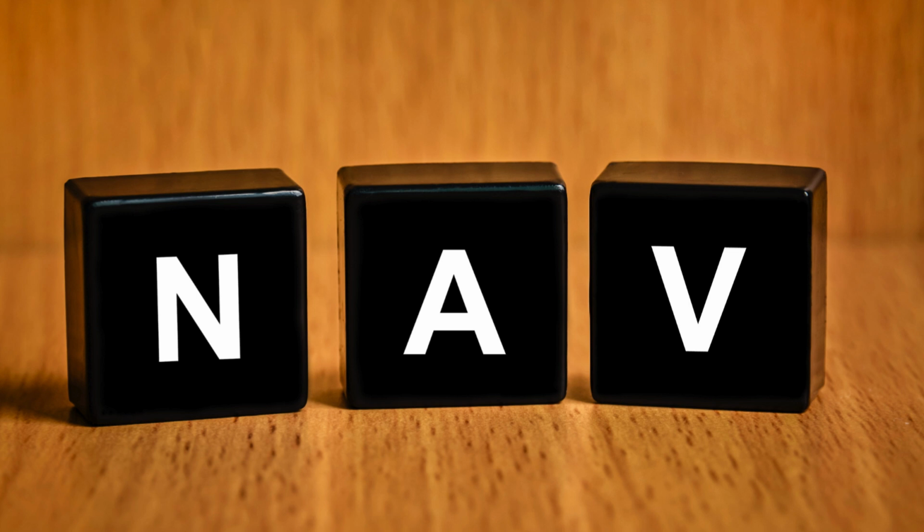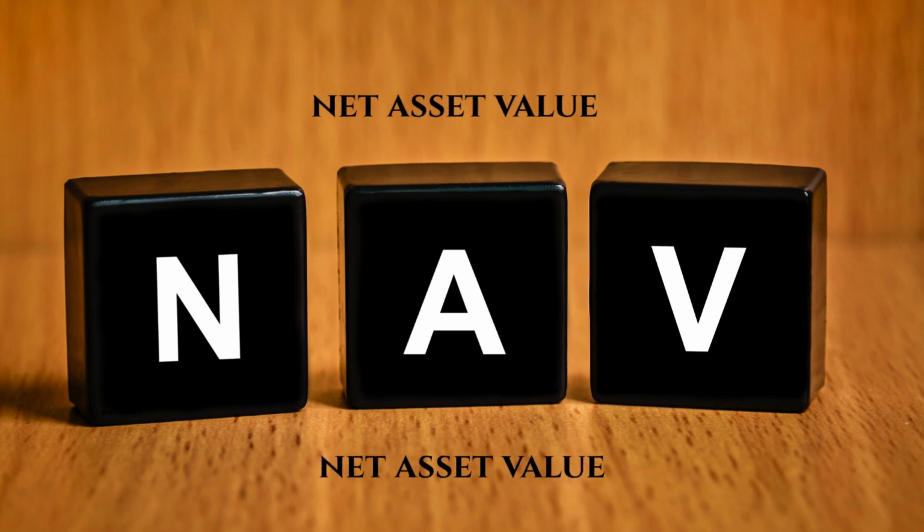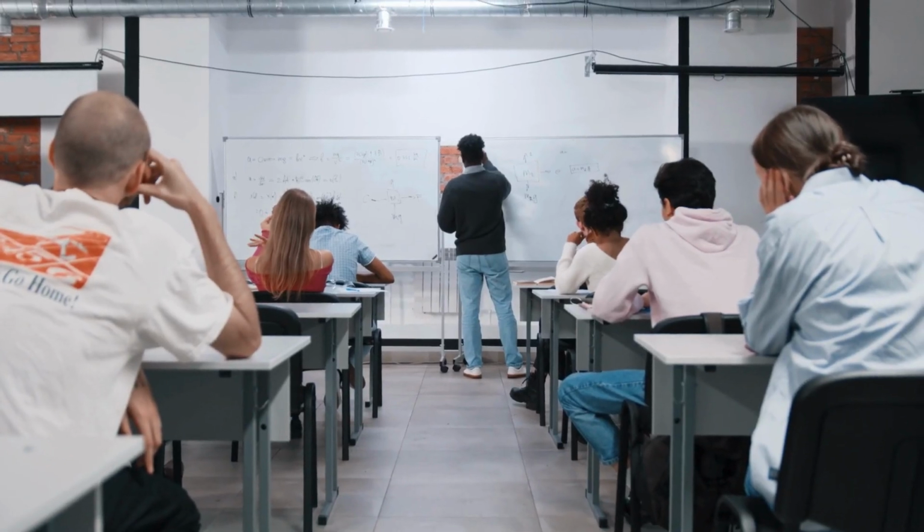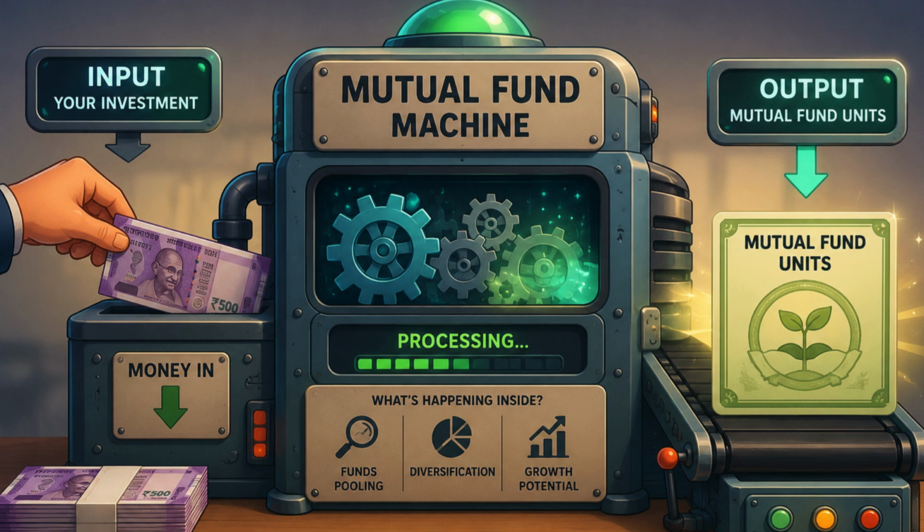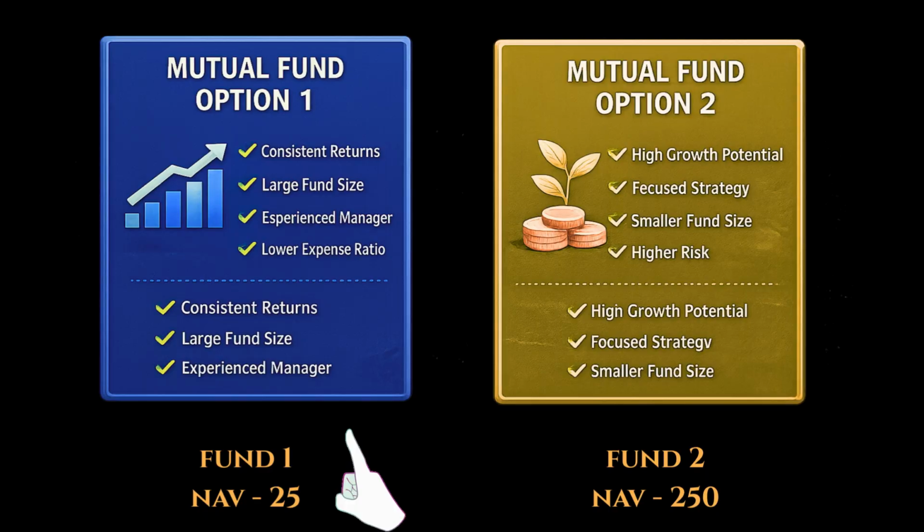Today we will be understanding the pricing concept in mutual funds, which is also known as its NAV, that is the net asset value. Along with that, we will also understand how your investments get converted into units and why a lower NAV does not mean a better mutual fund.